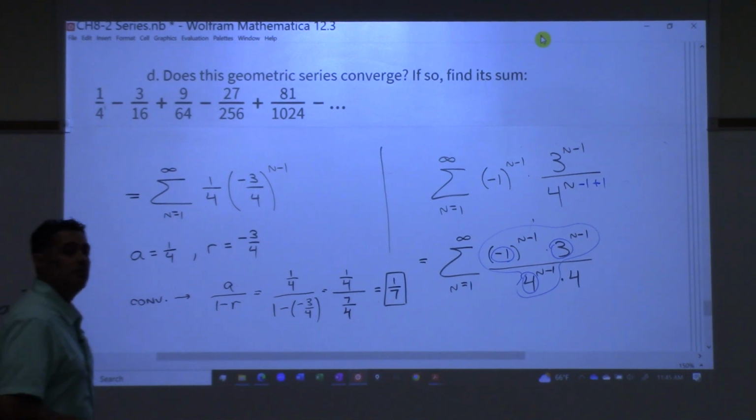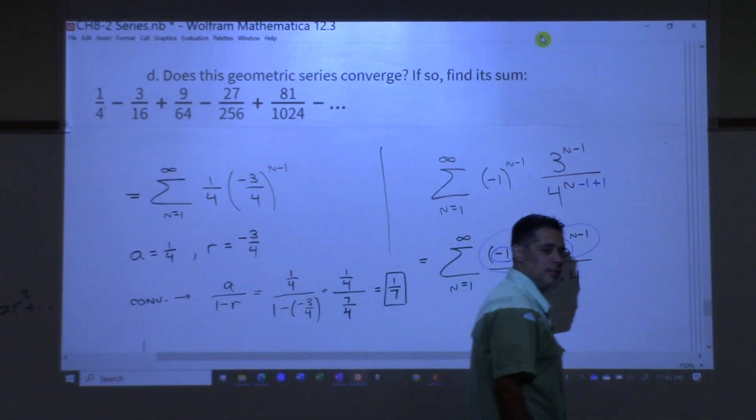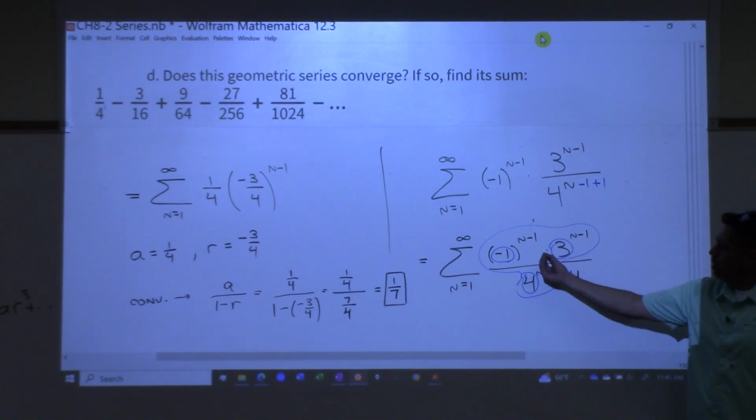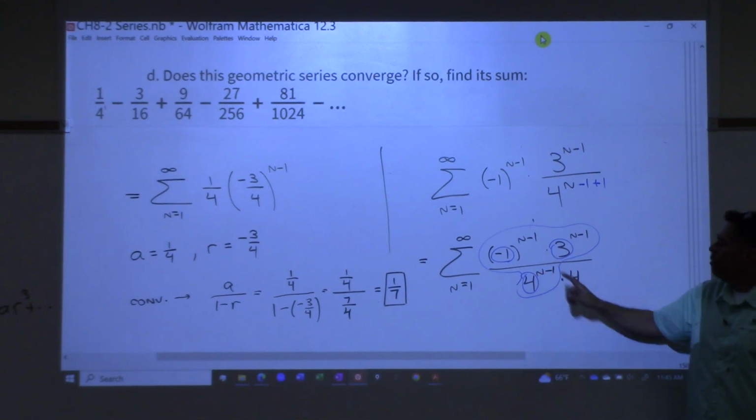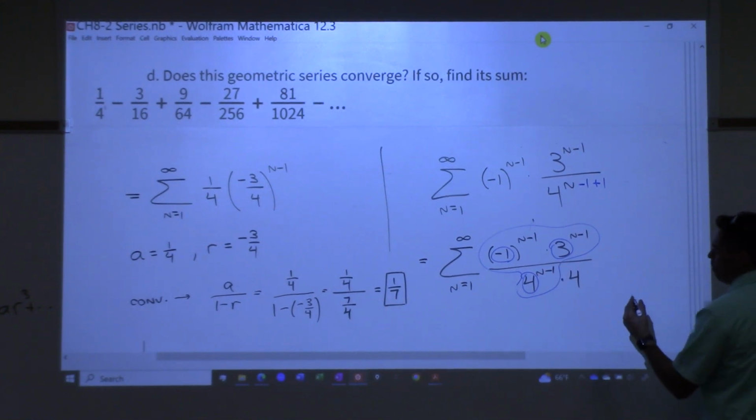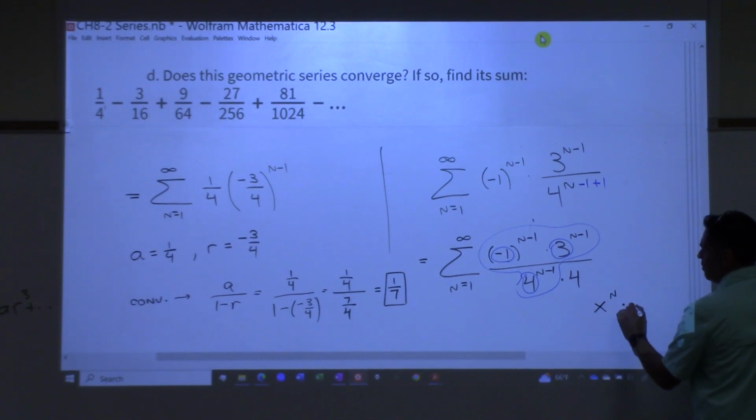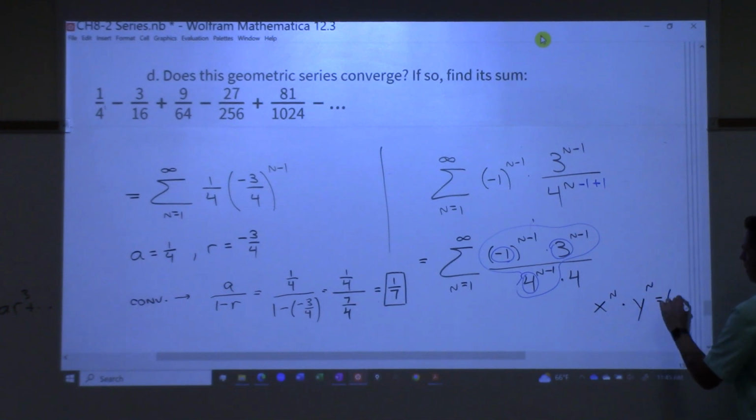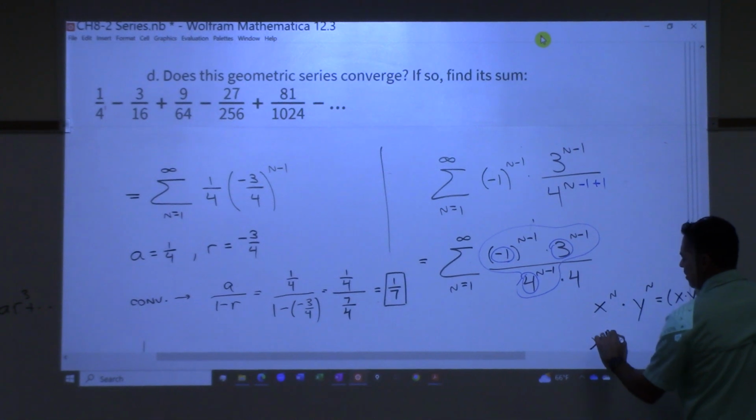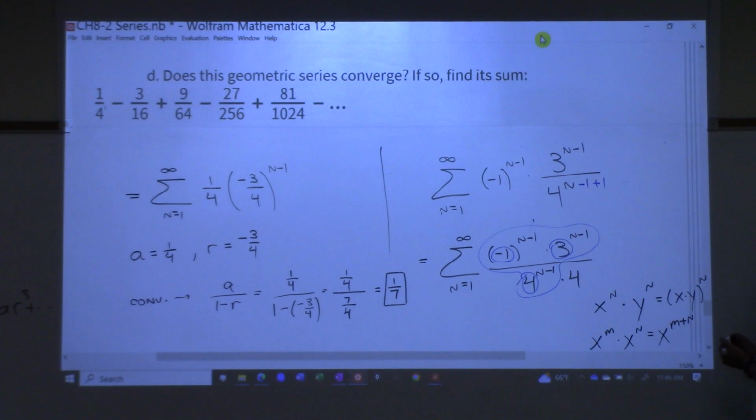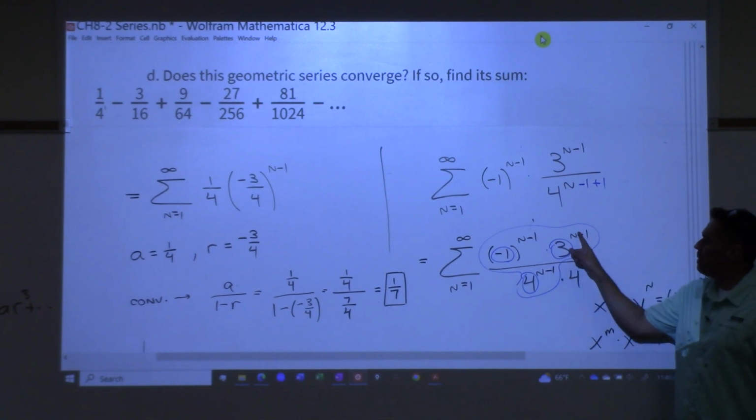What's your question, sir? When you're combining the numerator, since those are being multiplied, wouldn't the powers also get added together? Well, we're using a different property. If I have x to the n times y to the n, I'm writing that as x times y to the n. Not x to the m times x to the n is x to the m plus n. What you're saying is, do we add these powers?